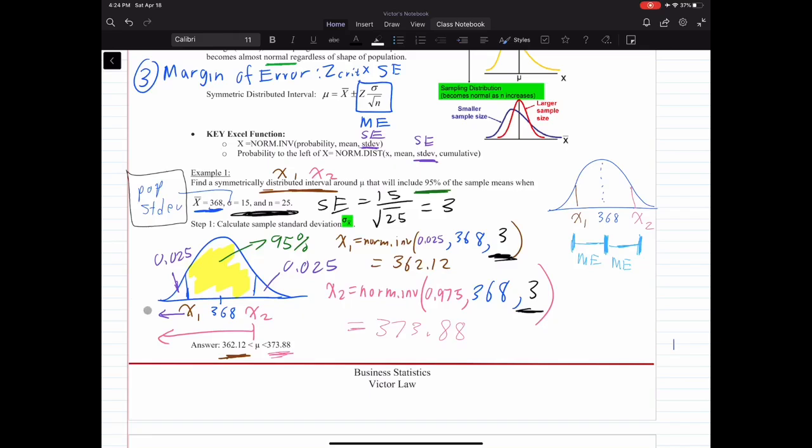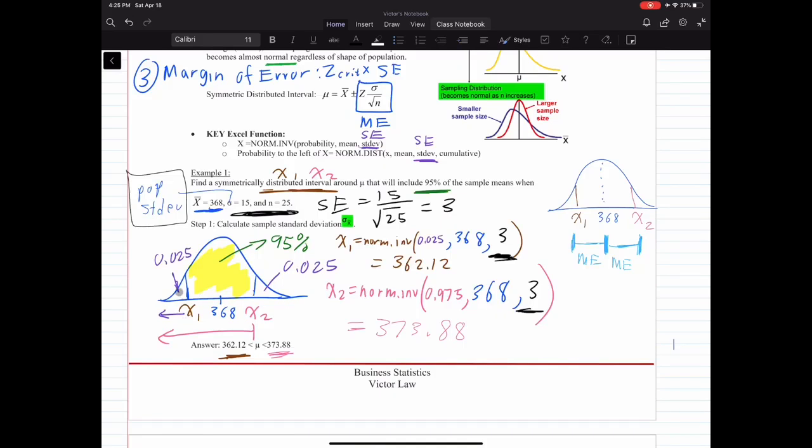So our probability, our area under the curve between x1 and x2, is 95%. We know that the total area is 100% and 95% is in the middle. Therefore, on the other two sides, we have 5% in total. Because this is a normal distribution, it is symmetric, so we can divide the 5% by 2 and get 2.5%, so 0.025 on each side.